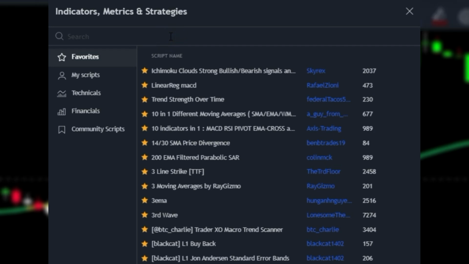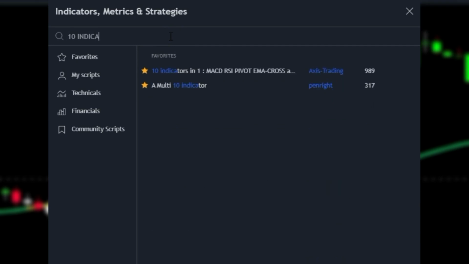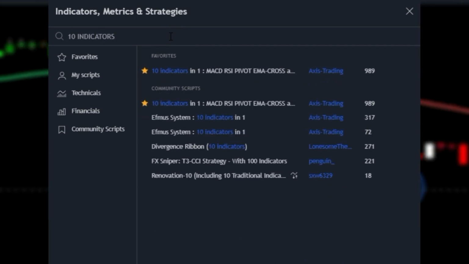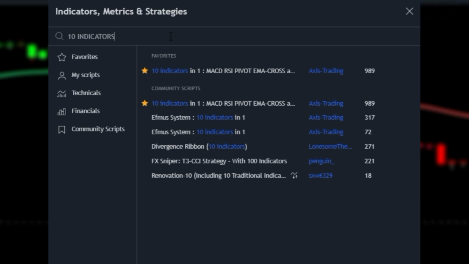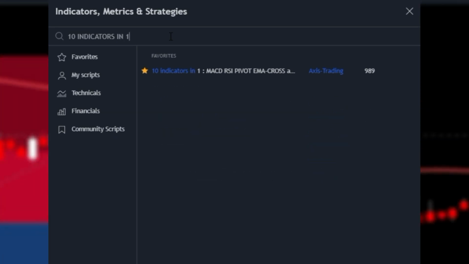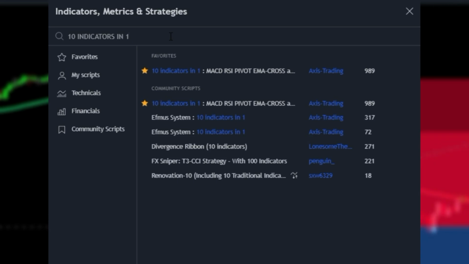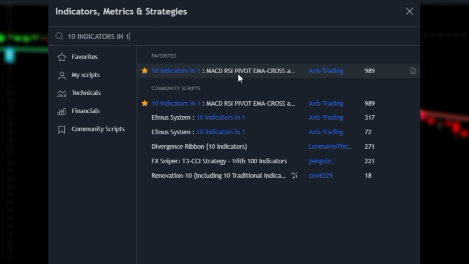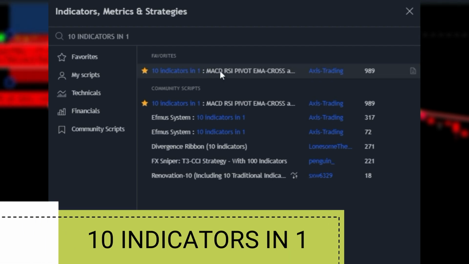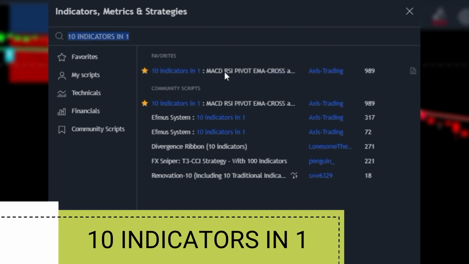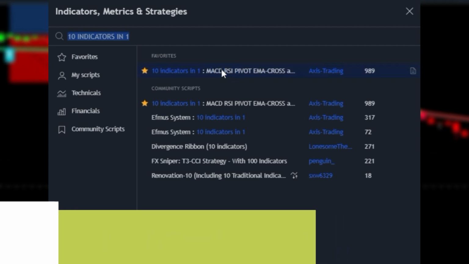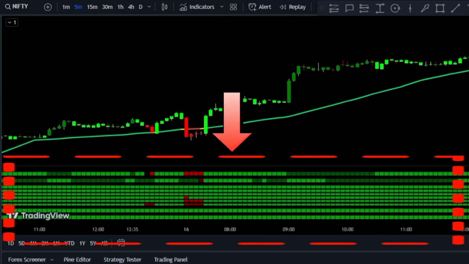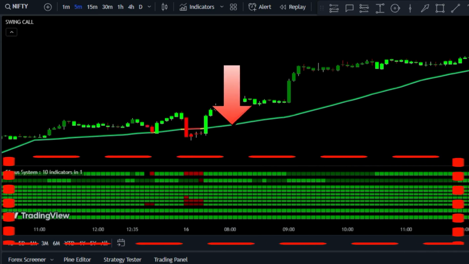But wait, for more precise trade entries, I suggest you use the swing trade signal indicator in conjunction with the 10 indicators in 1 indicator. After adding the 10 indicators in 1, it's best to go to its settings and make the adjustments as I've done.